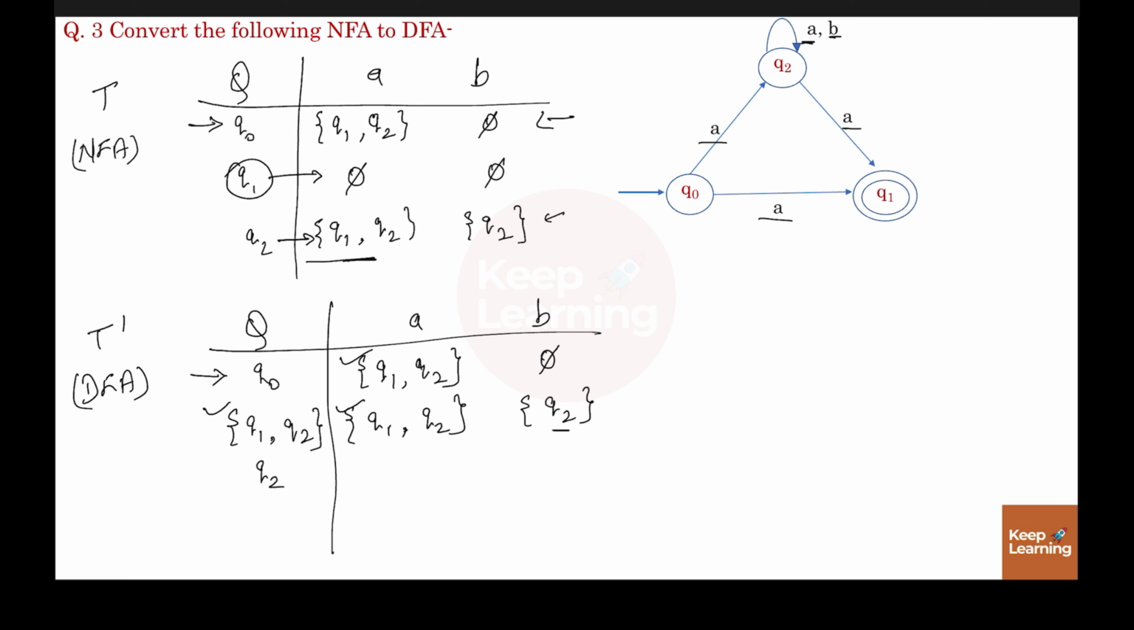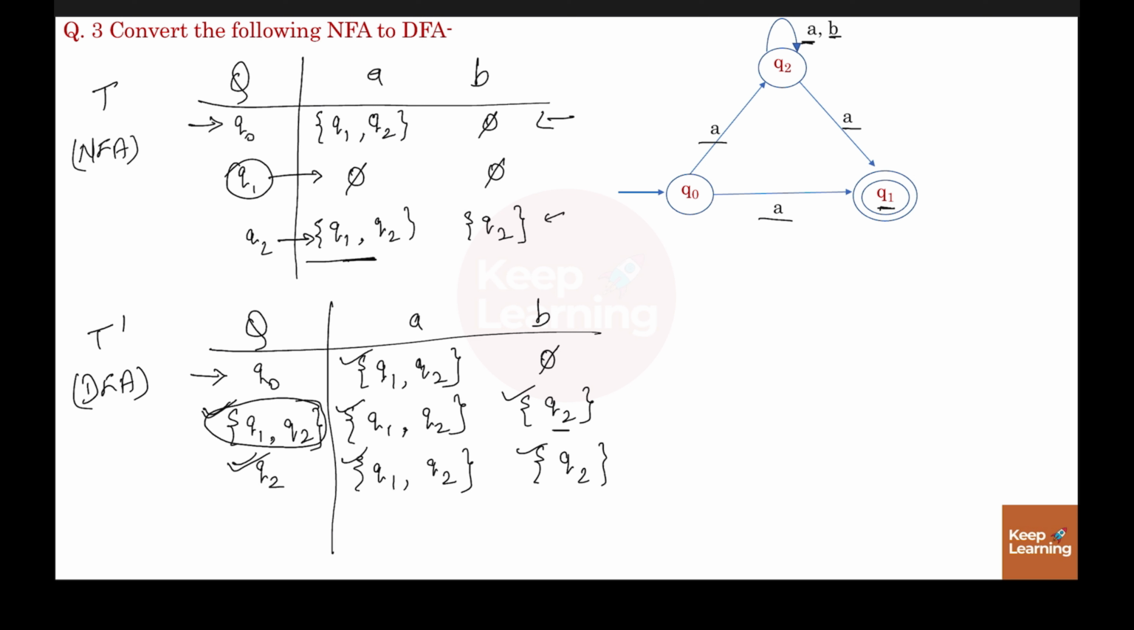By taking A from Q2 you are reaching Q1, Q2, and by taking B you are reaching Q2. Q2 is also done. Q1, Q2 is defined here. Q2 is already defined. So here we don't have any new state. Okay, so our final state will be wherever Q1 is present. So that will be our final state.